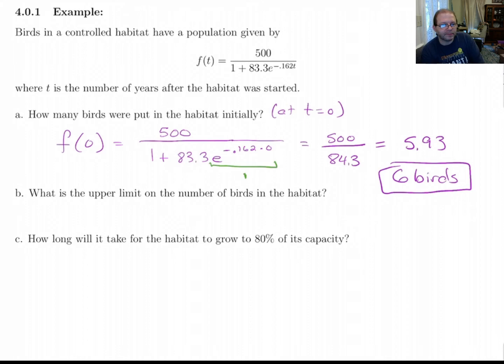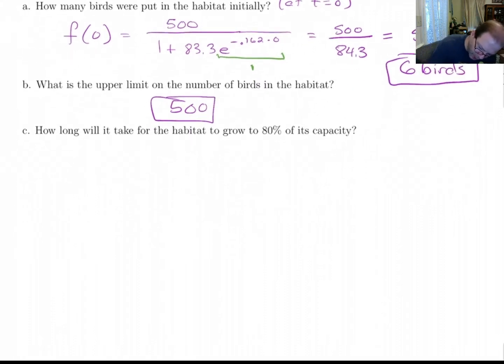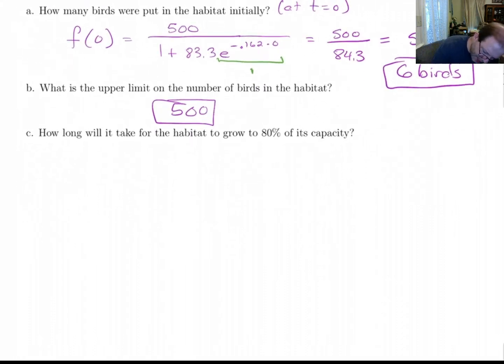All right. What's the upper limit of the number of birds in the habitat? That part's easy. It's just 500. That's the capacity on top. And this last one: how long will it take for the habitat to grow to 80% of its capacity? Well, 80% of its capacity is 0.8 times the capacity of 500, which is 400.